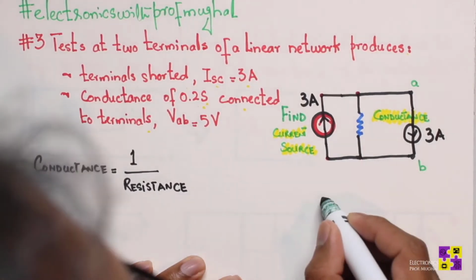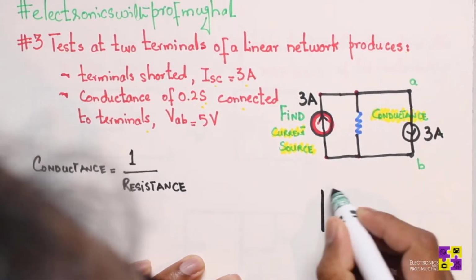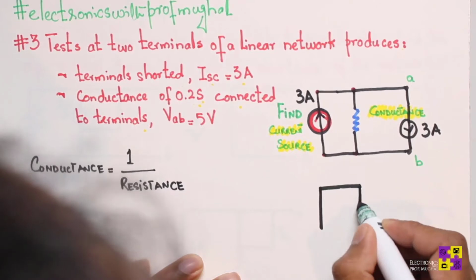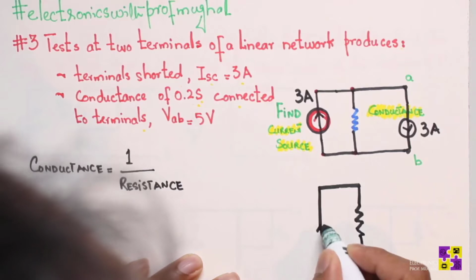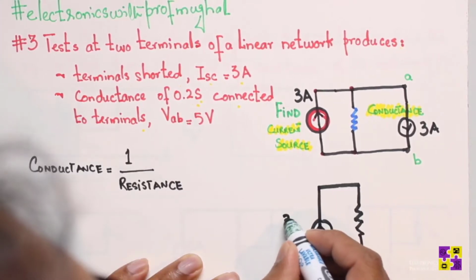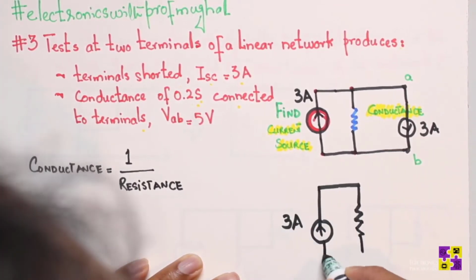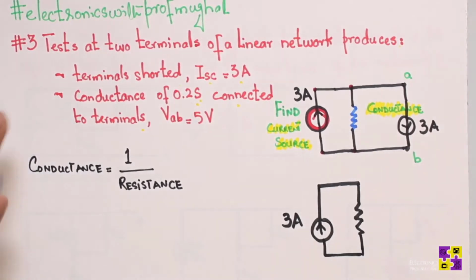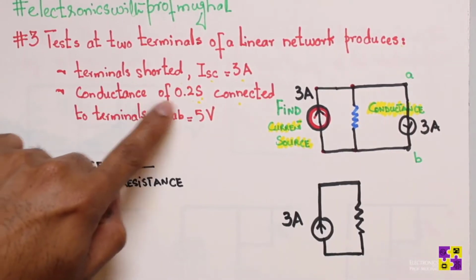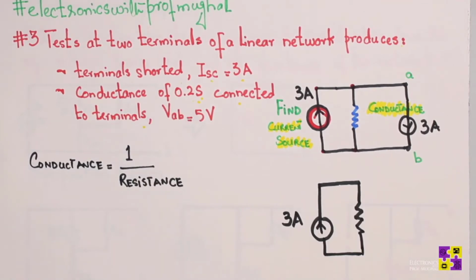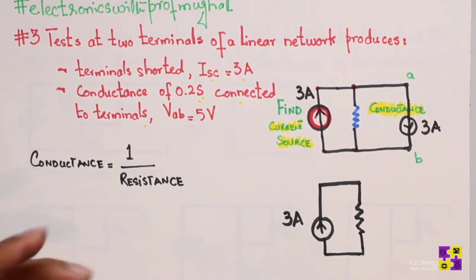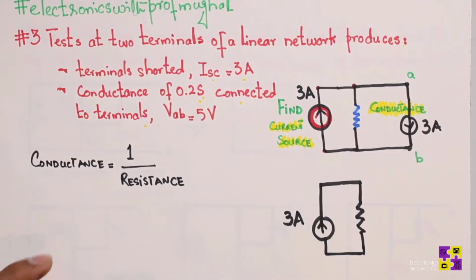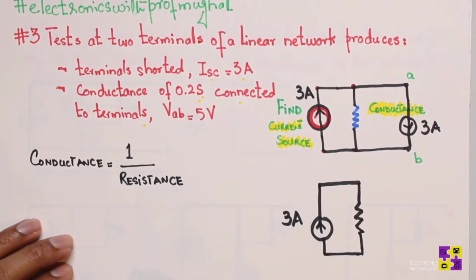If I redraw this circuit, it's going to look something like this now, right? With this current source, we now know it is going to be 3 amps, correct? Next up is the conductance of 0.2S. Now you have to look at the relationship between conductance and resistance. They are reciprocals of each other.